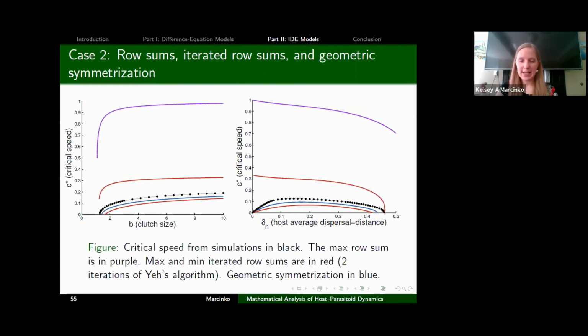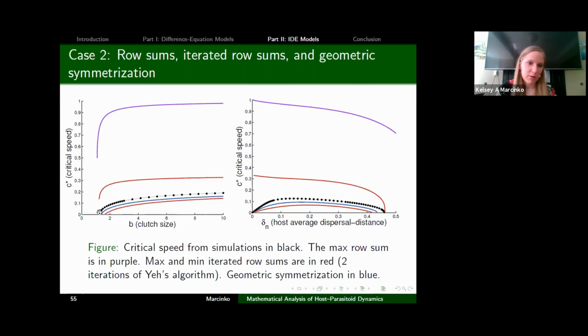The next set of methods that I want to show are those including the row sums and the iterated row sums. So this purple line up here, drastically overestimating the critical speed, is from just the maximum row sum estimate. And the red curves are showing the maximum iterated row sum method and the minimum iterated row sum. Both of the curves shown here are after 2 iterations of the method.